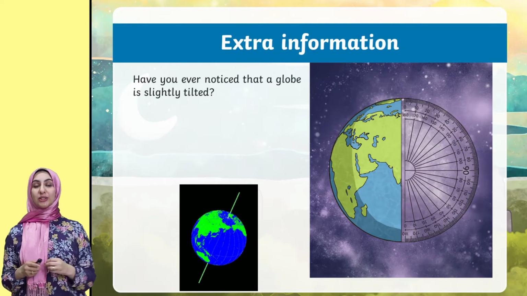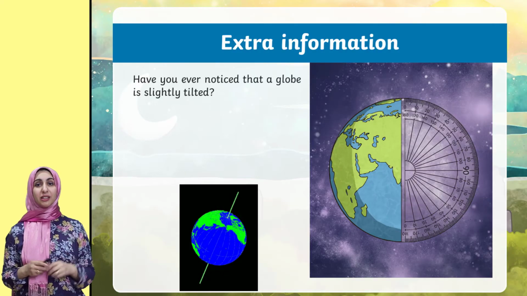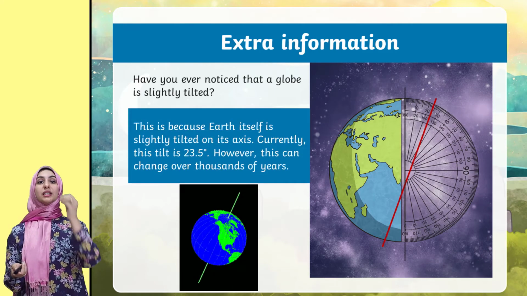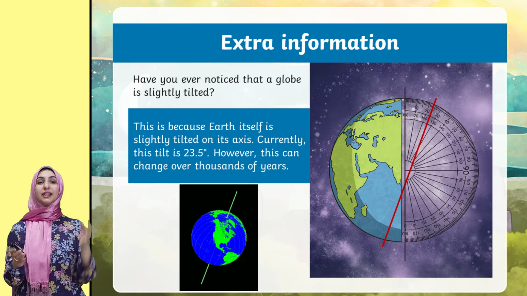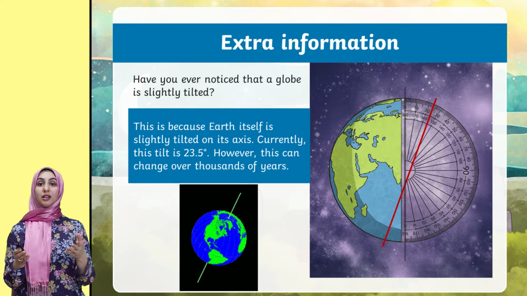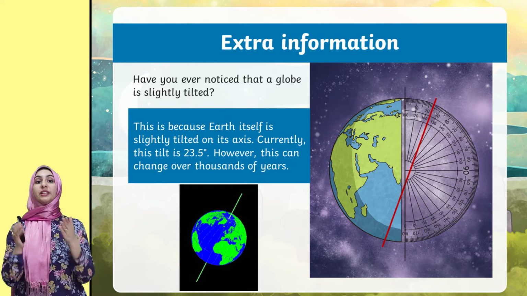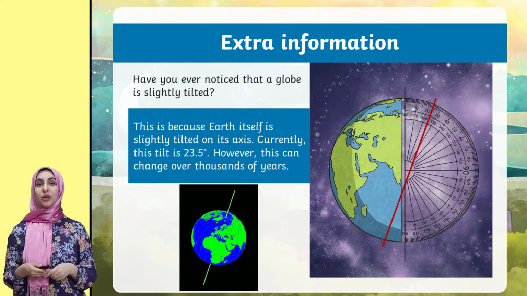Have you ever noticed that a globe is slightly tilted? Yes. Do you know why? Because the Earth itself is slightly tilted on its axis. Currently, this tilt is 23.5 degrees. However, this can change over thousands of years.